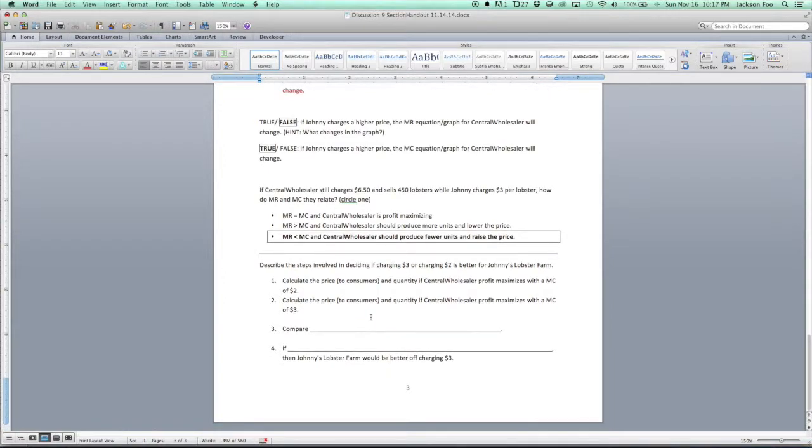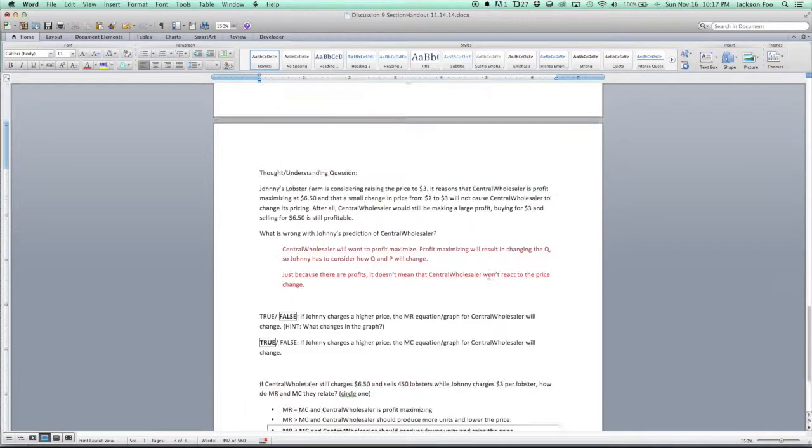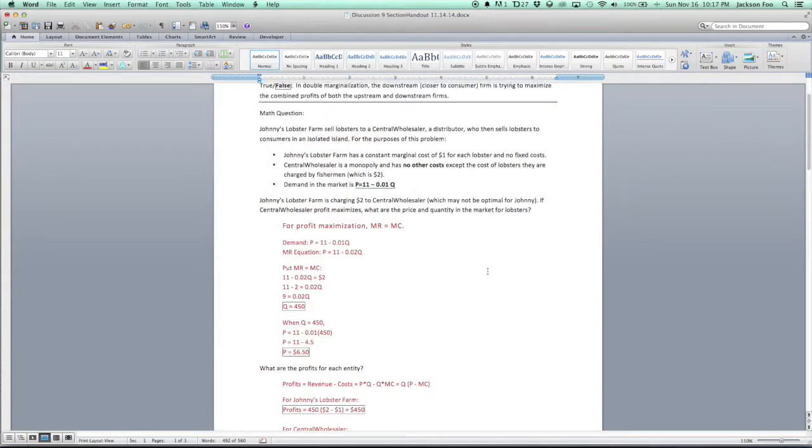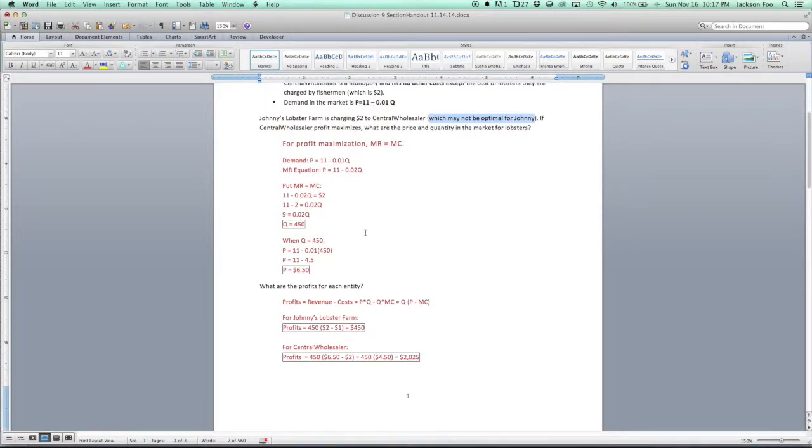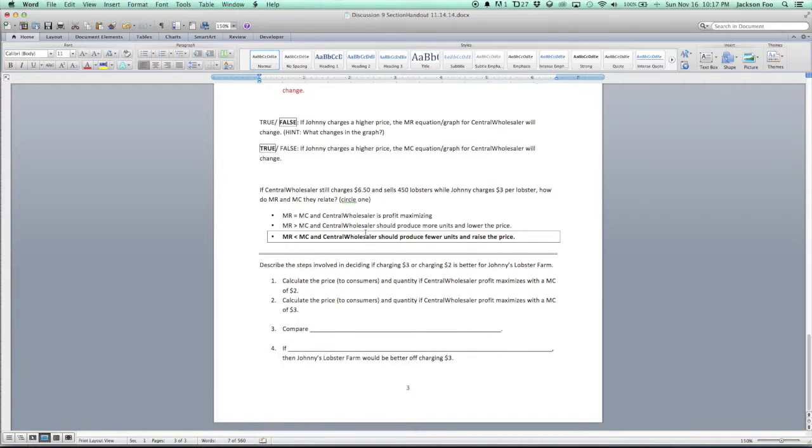Now this last part, and we're almost at the end of my first time teaching via video, which is fun, is very simply asking you how you would decide if Johnny would charge $3 or $2. Remember that back on the first page, we gave a disclaimer, which may not be optimal for Johnny. Okay, when we're doing this calculation, we did not know and we did not need to know whether $2 was optimal for Johnny's lobster farm.